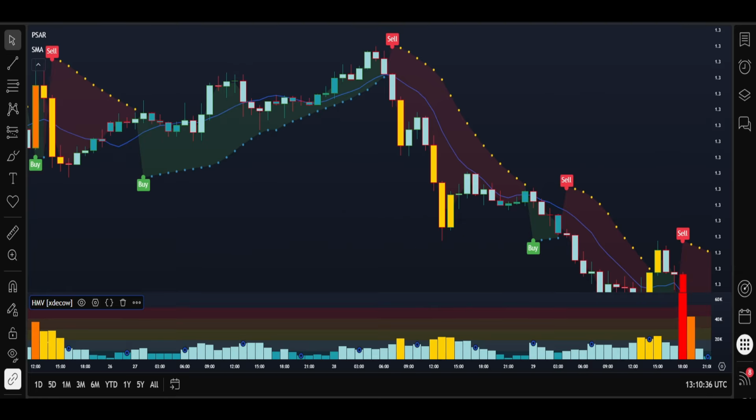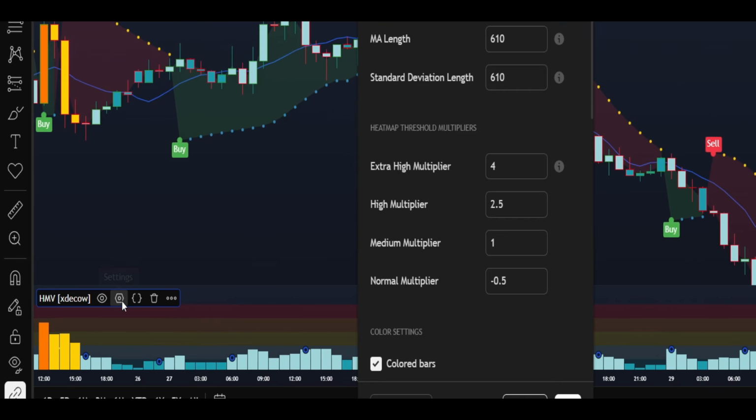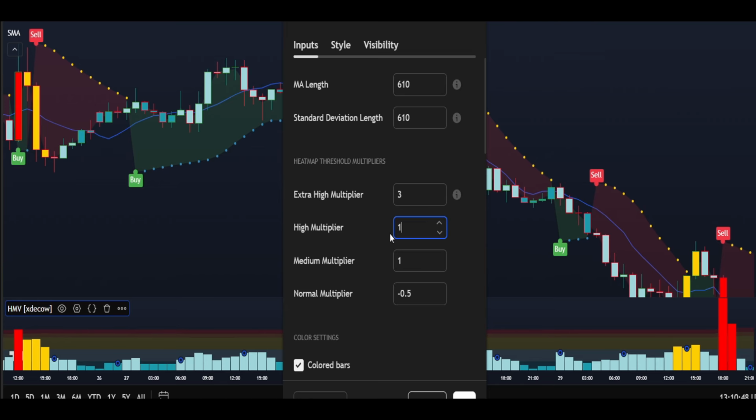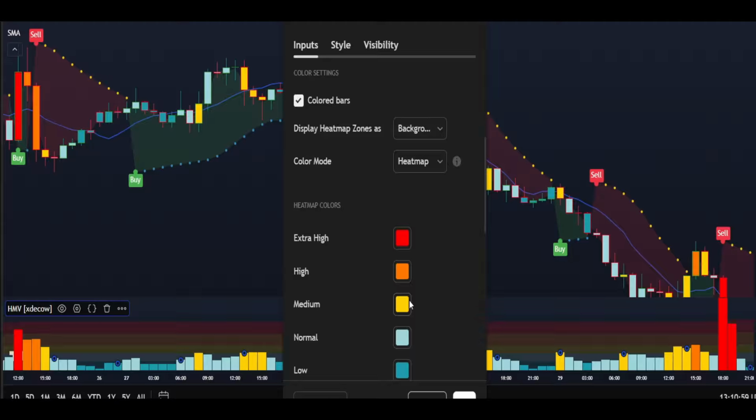Indicator settings. Open Heatmap Volume settings. Go to Inputs tab and set Extra High Multiplier to 3, High Multiplier to 1.5, and Medium Multiplier to 0.5. Keep the default coloring.